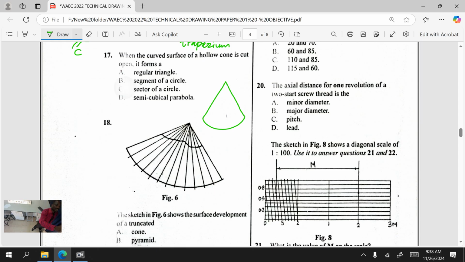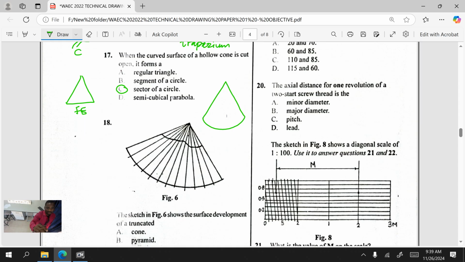It's going to form the sector of a circle. Please don't be tempted to write a regular triangle like this. No, we'll only have a triangle like this when we are drawing the front elevation of the cone. But when we are talking about the curved surface area of a hollow cone, when it is cut open, exactly what we can find in question 18. Can you see that shape? Yes, this shape is the sector of a circle.